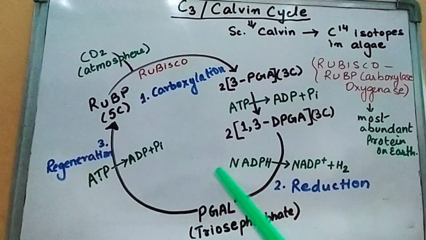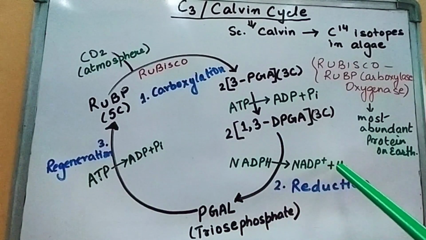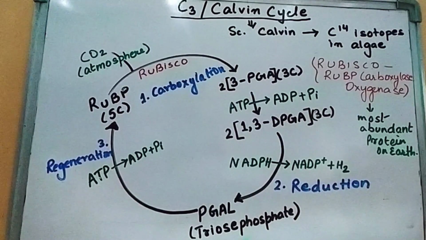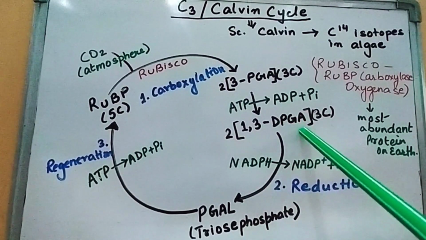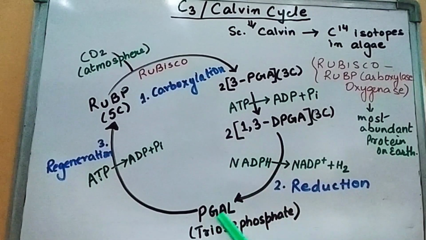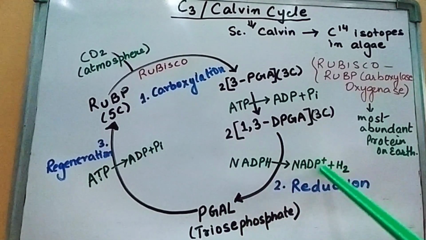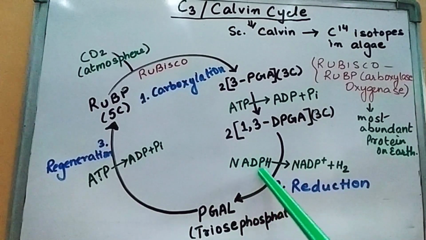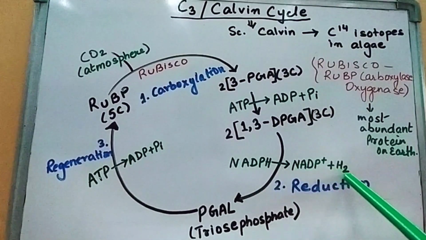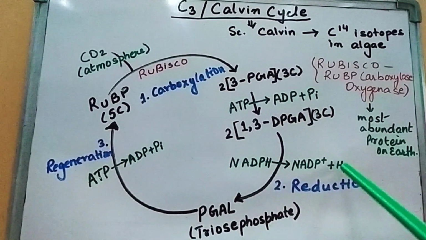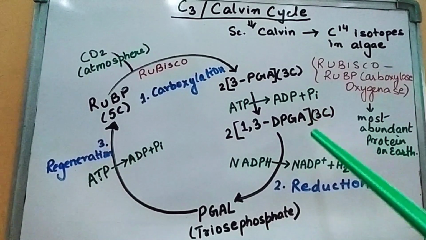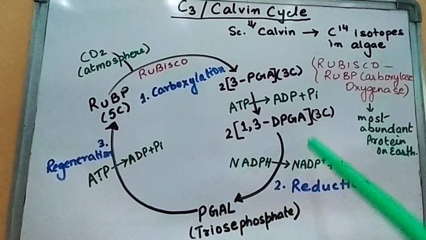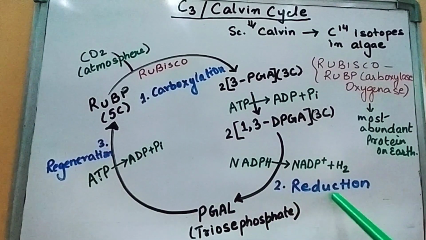That means addition of hydrogen. Addition of hydrogen means what? Reduction. So addition of hydrogen is taking place with DPGA to produce PGAL. And this hydrogen will come from where? This will come from breaking down of the NADPH to NADP plus and hydrogen. This hydrogen will be added to DPGA to form PGAL, that is phosphoglyceraldehyde. So this was the second step, that is called reduction.